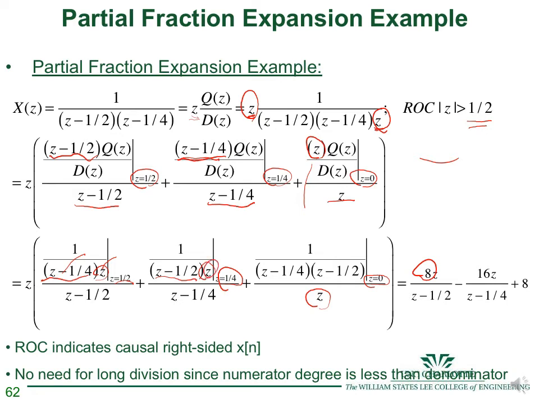For the last term at z equals 0, I have minus 1/4 times minus 1/2 in the denominator. I get minus 1/8, so I get a factor of 8 again for this last term. All of these are multiplied through by the leading z, and so I have 8z in the numerator, 16z in the numerator. And for the last one, I have z over z, and so I just have 8 as the last term. So this gives me the partial fraction expansion for this X of z.